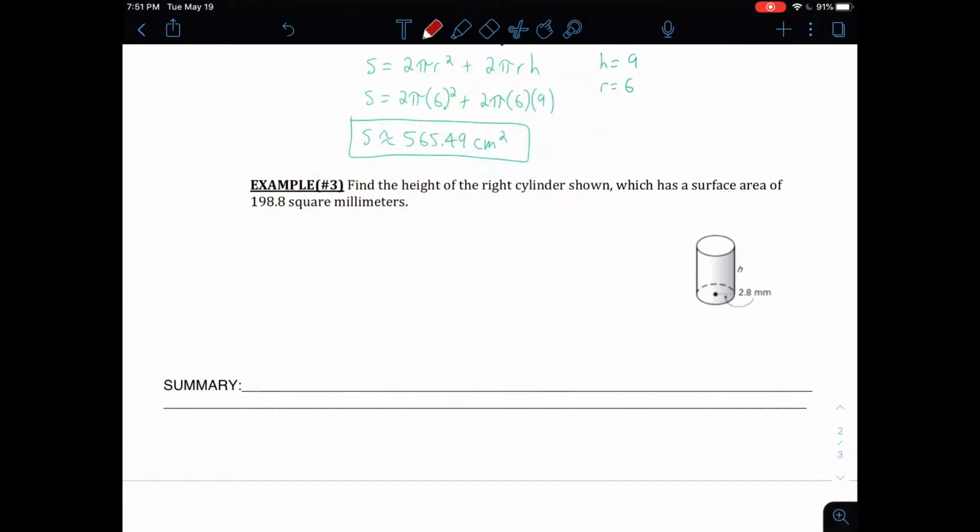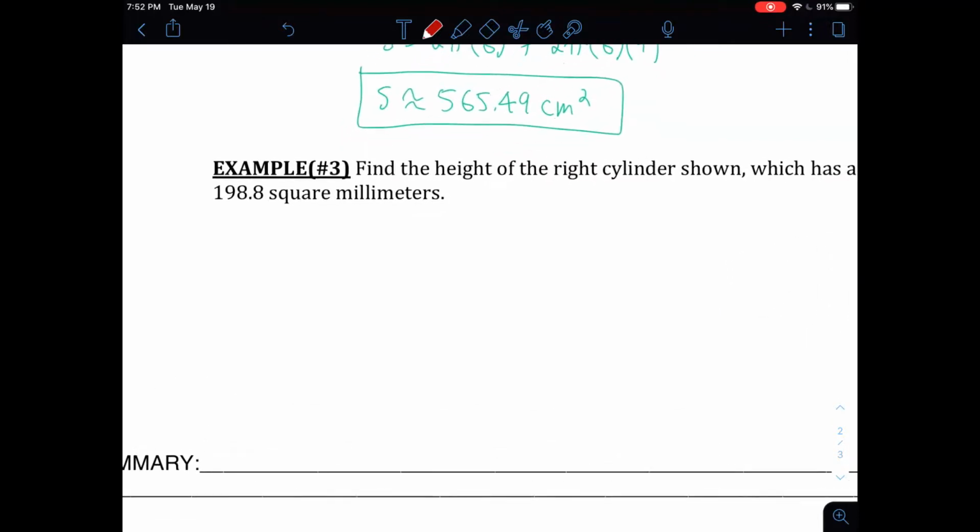Find the height of the cylinder shown, which has a surface area of 198.8 square millimeters. Okay, this time we actually know the surface area, and we're trying to find the height. So this one's a little bit trickier, okay? It also applies to prisms and stuff too. So we're going to do surface area equals 2 pi r squared plus 2 pi rh. But this time we're going to replace s with 198.8.